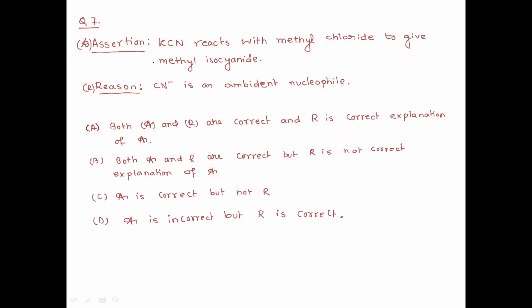Then there is an assertion-reasoning question, which is a very good question, so please read it. The assertion says that KCN reacts with methyl chloride to give methyl isocyanide, and CN minus is an ambident nucleophile, and the reason says that.